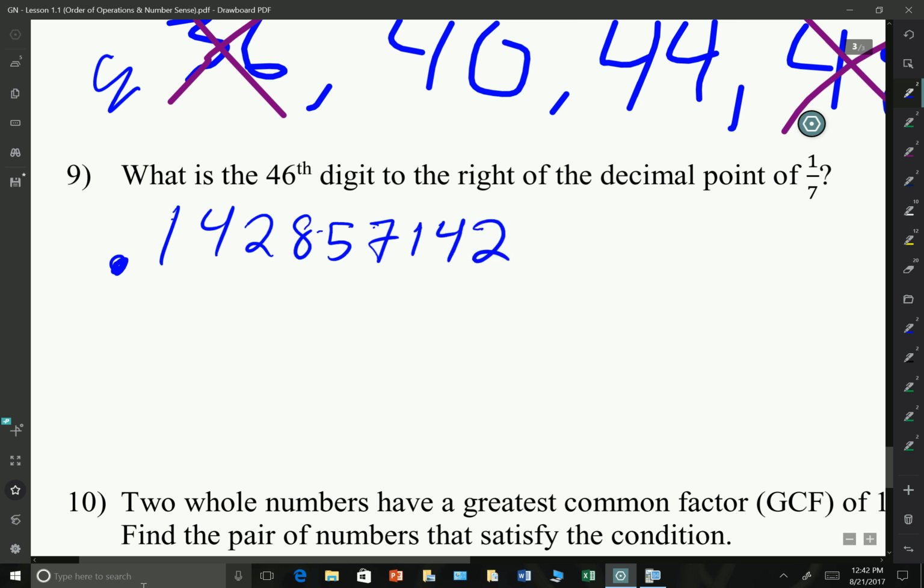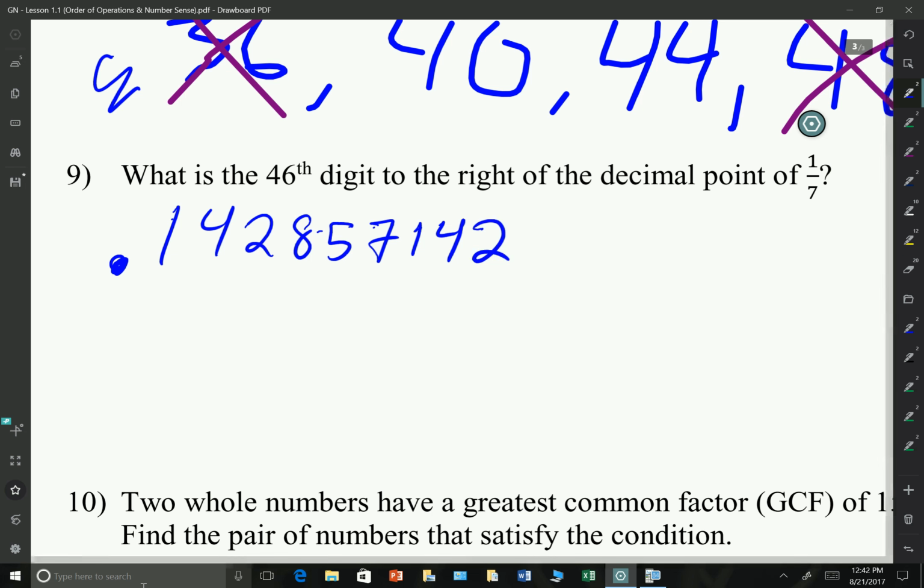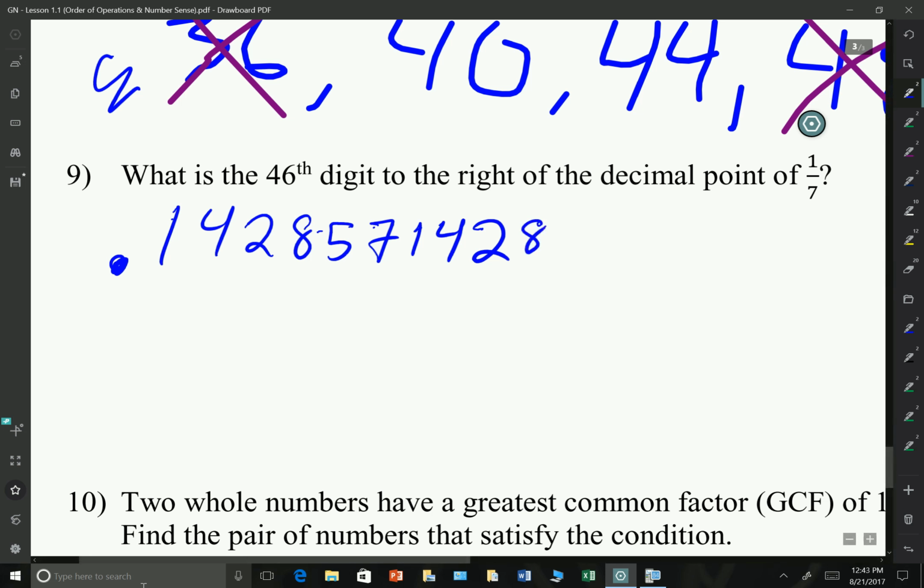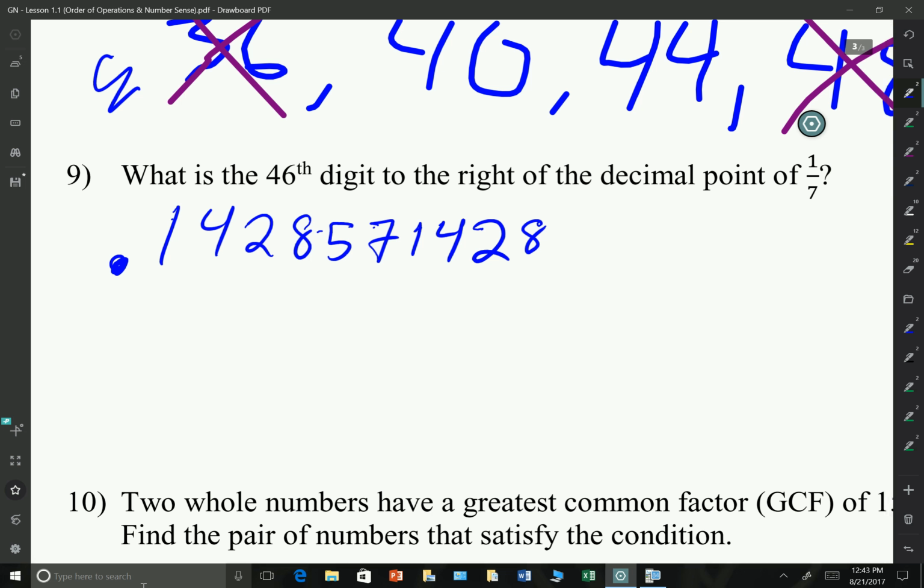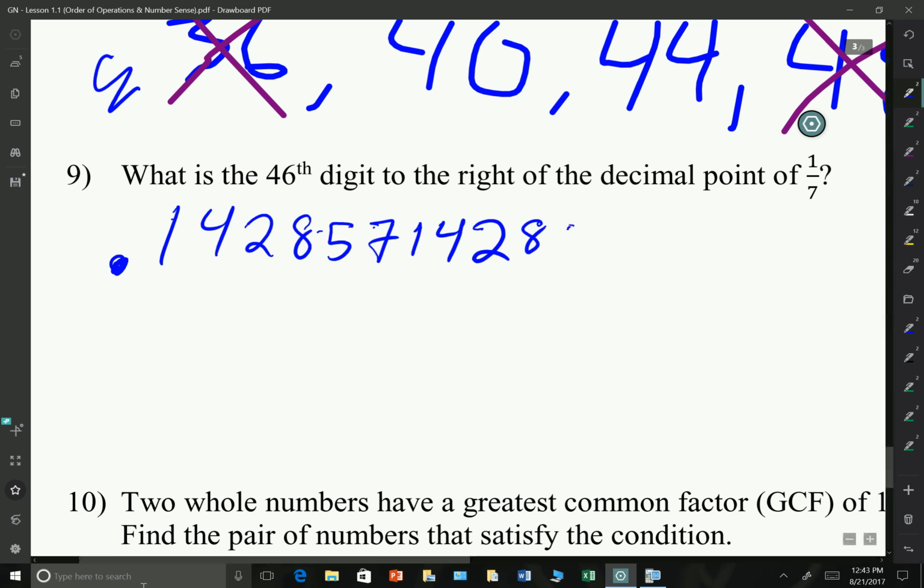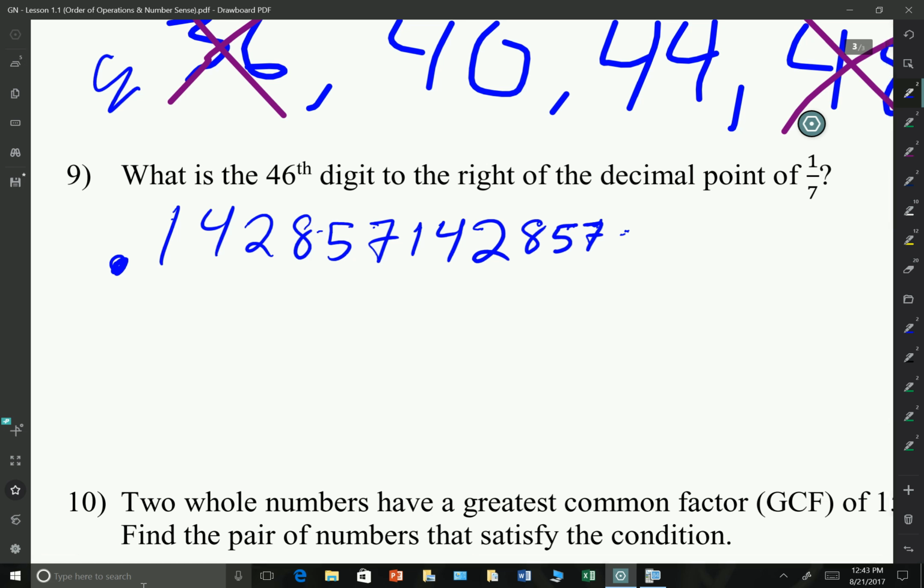Now, I'm going to tell you it's not 29. It's 28. Your calculator, what did it do? It rounded because of that 5. Be aware. So what do you notice, though? What do you think the next number is going to be? 5. Then 7. Then what do you think it's going to be? 1. Then 4. Then 2. Then 8, right? It repeats.